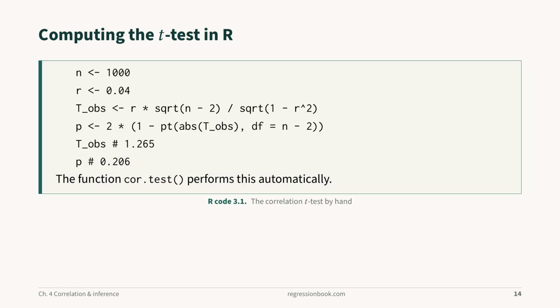The R computation is 4 lines: the statistic from the formula, the p-value from the t-distribution with n minus 2 degrees of freedom, giving 1.265 and 0.206. And the last line matters most in practice. The built-in correlation test performs the whole calculation automatically.